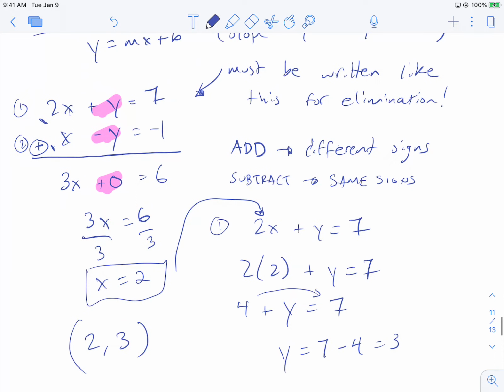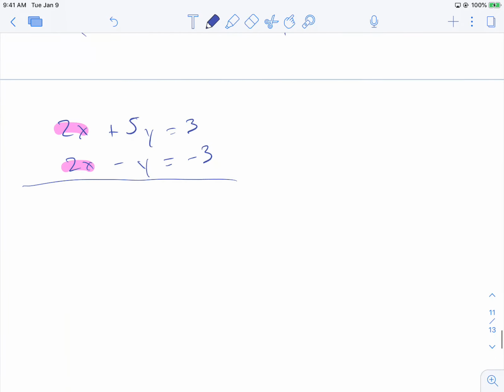And so if we look back up, this box here says we're going to add if they are different signs. We're going to subtract if they're the same signs. These are the same signs, so we are going to use subtraction. So 2x minus 2x, that's going to be 0. 5y minus negative y. So 5 minus, there's an imaginary little negative 1. Sometimes with the subtraction, people get a little confused. You can use your calculator if you want. 5 minus negative 1, that's going to give me positive 6y equals 3 minus negative 3 is 6. So 6y, divide that by 6, divide that by 6, and you get y equals 1.